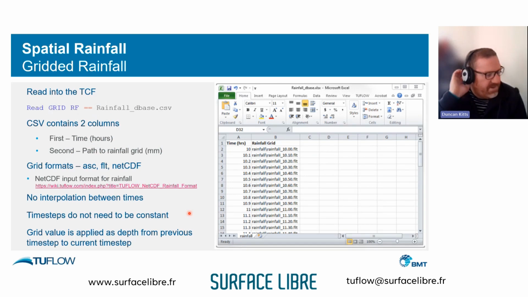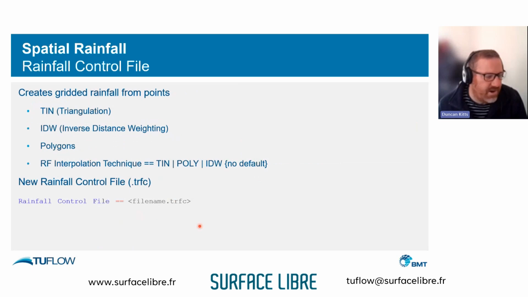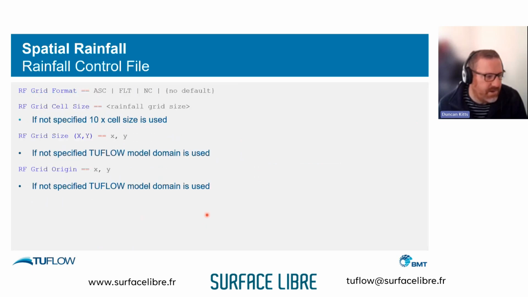Particularly if you're doing things such as scenarios, it stops your model files being completely overrun with all these different rainfall grids, because it will give them a slightly different name depending on the actual simulation name. So set it up once using the rainfall control file, and then use the grids in subsequent simulations.